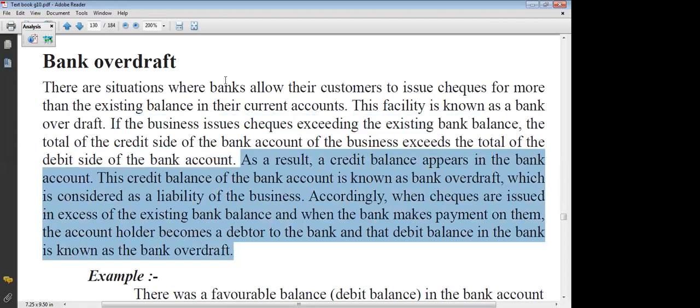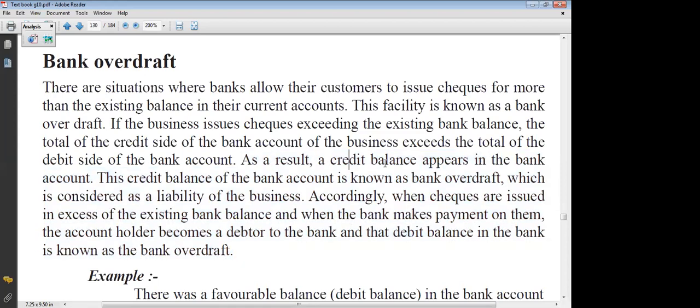As a result, a credit balance appears in the bank account. This credit balance of the bank account is known as bank overdraft, which is considered as a liability of the business. Accordingly, when checks are issued in excess of the existing bank balance and when the bank makes payment on them, the account holder becomes a debtor to the bank, and that debit balance in the bank is known as the bank overdraft.